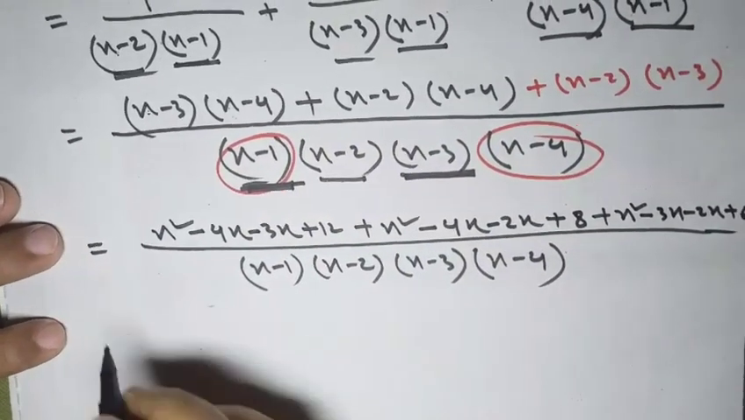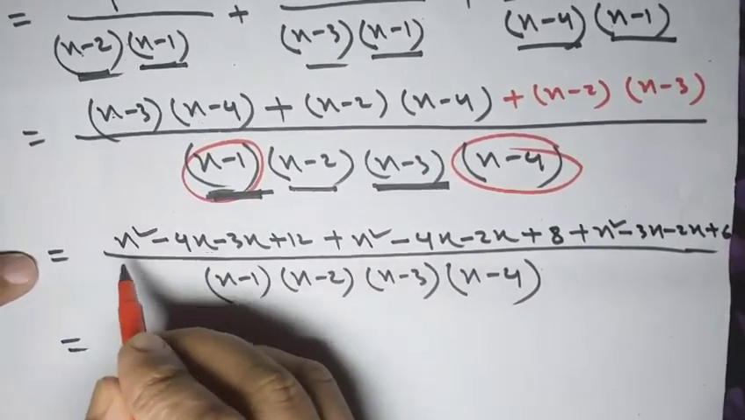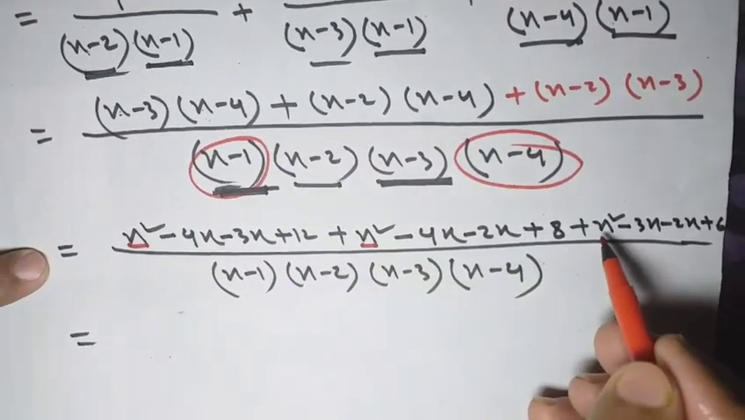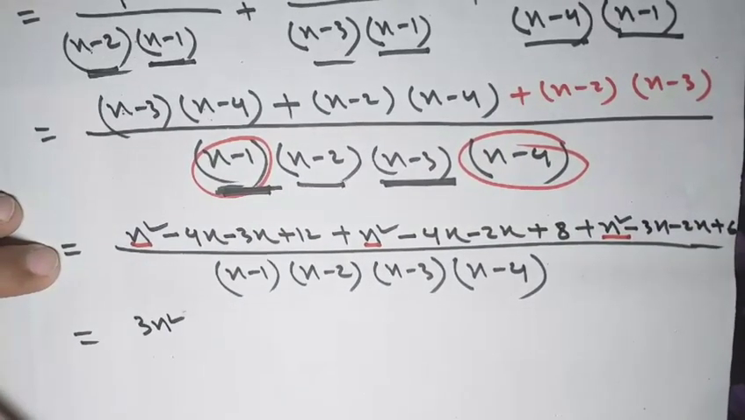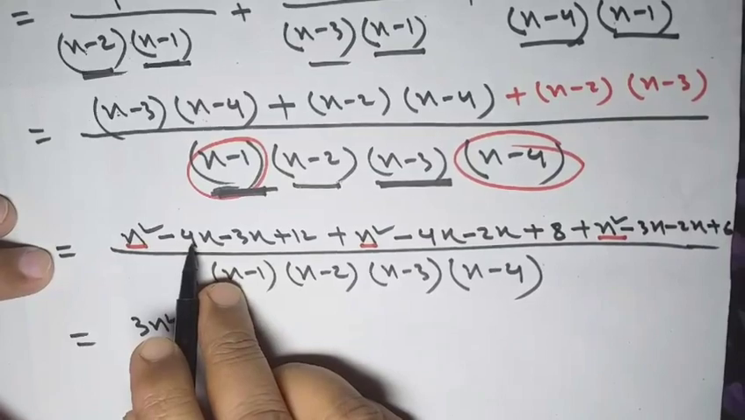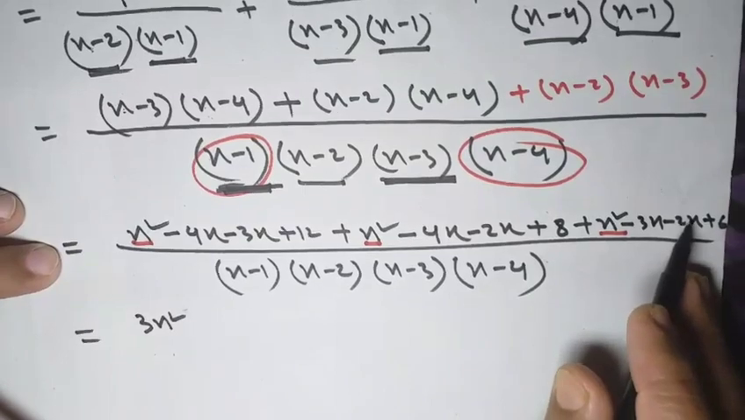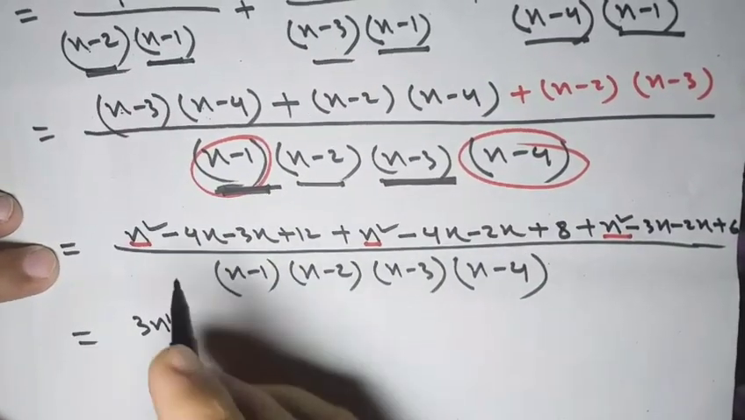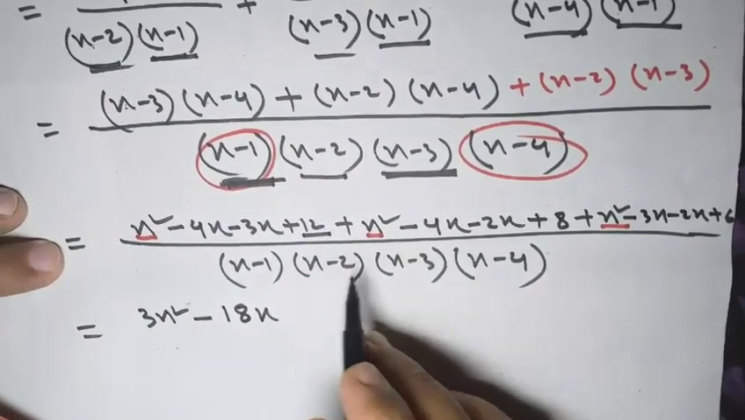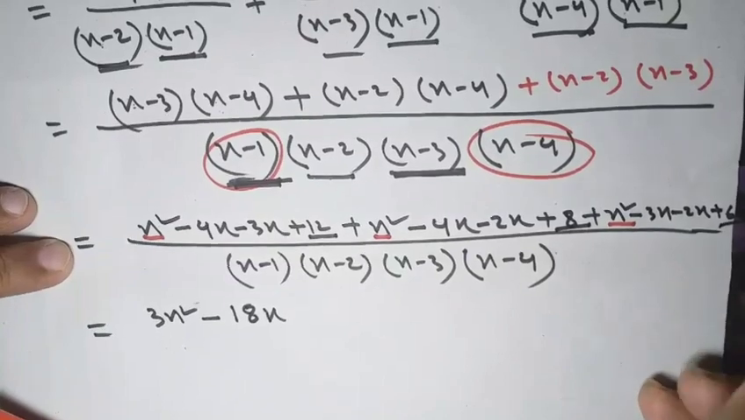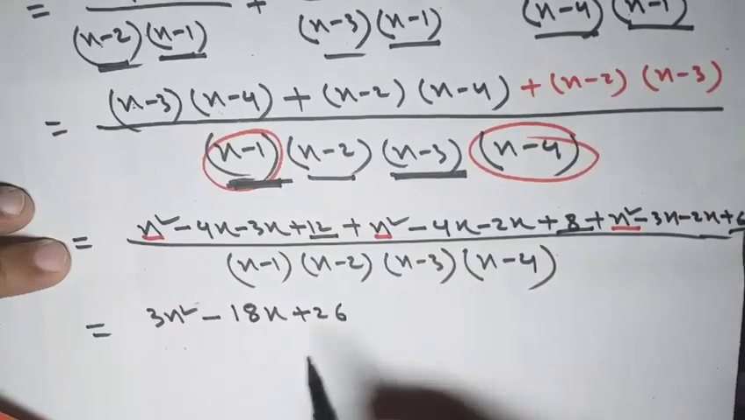Now we will do the calculation. How many x square here? We can see here is x square and x square, that means 3x square here. And then x, how many x is here? Minus 4x, minus 3x, minus 4x, minus 2x, minus 3x, minus 2x. If we add all x, we will get minus 18x. Now plus 12, plus 8 and plus 6. If we add 12, 8 and 6, we will get plus 26.